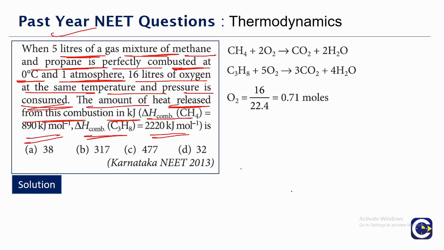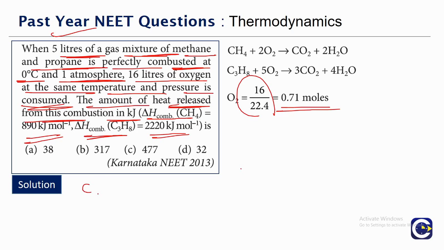Let's see how. Okay, so look at this. First, what are we going to do? We are getting the number of moles of oxygen. What is the formula? The given volume at that temperature and condition, 16 liters, divided by the molar volume at 0 degrees Celsius and 1 atmosphere pressure, 22.4. So dividing 16 by 22.4, approximately we get 0.71 moles.